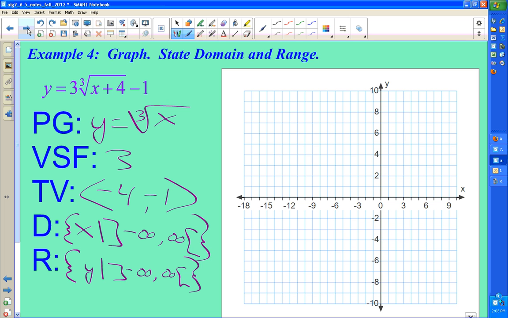Okay, -4, -1. In the parent graph, it's right 1, up 1. What are we going to do? Right 1, up 3. In the parent graph, the next point is right 8, up 2. We're going to go right 8, up 6.